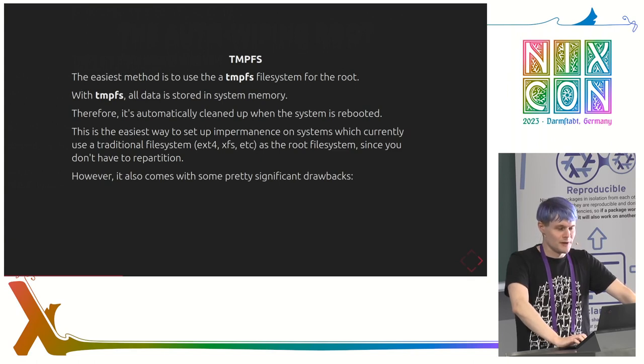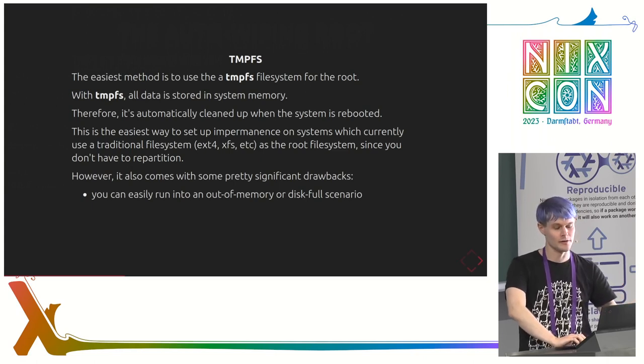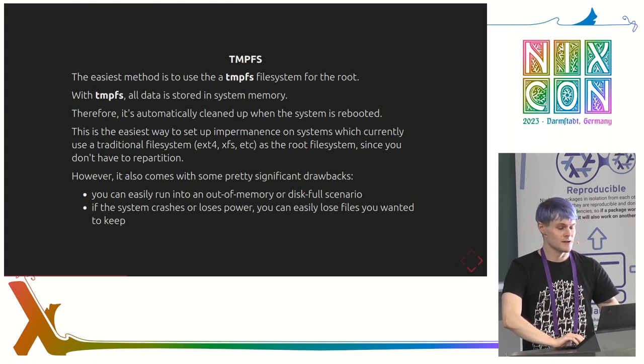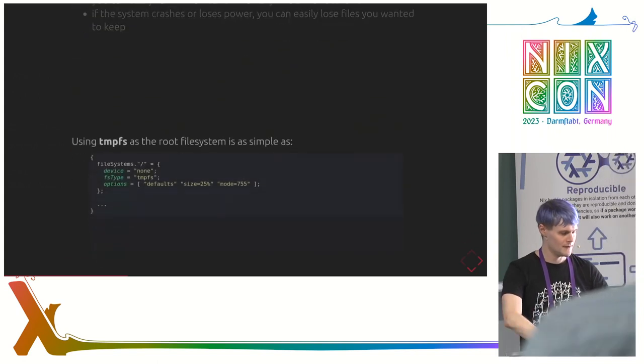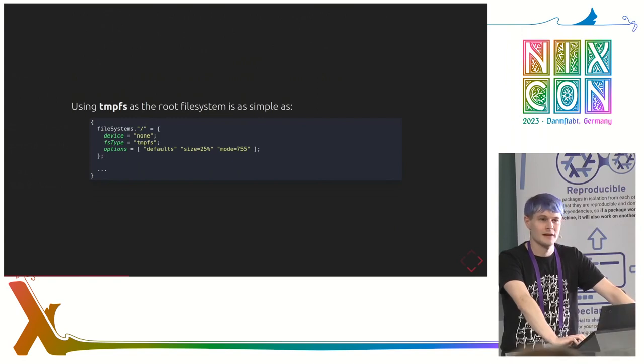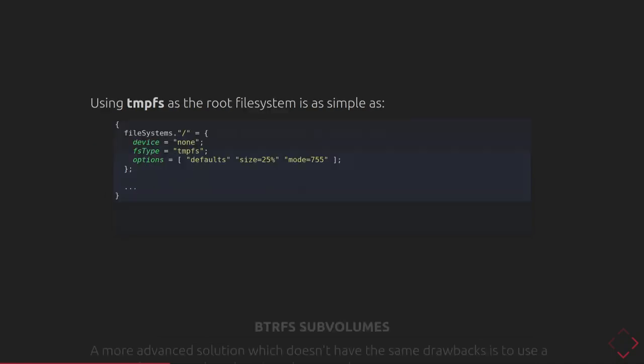However, it comes with some pretty significant drawbacks. You can very easily run out of memory or get a disk full scenario, since you're using your RAM as the root file storage. And if the system crashes or you lose power, then everything is gone. Even though most of it you probably didn't want to keep, some of it you might just not have had time to actually move over to persistent storage. So using tmpfs is pretty simple. You basically just declare it, set the fs type to tmpfs, and that's it.